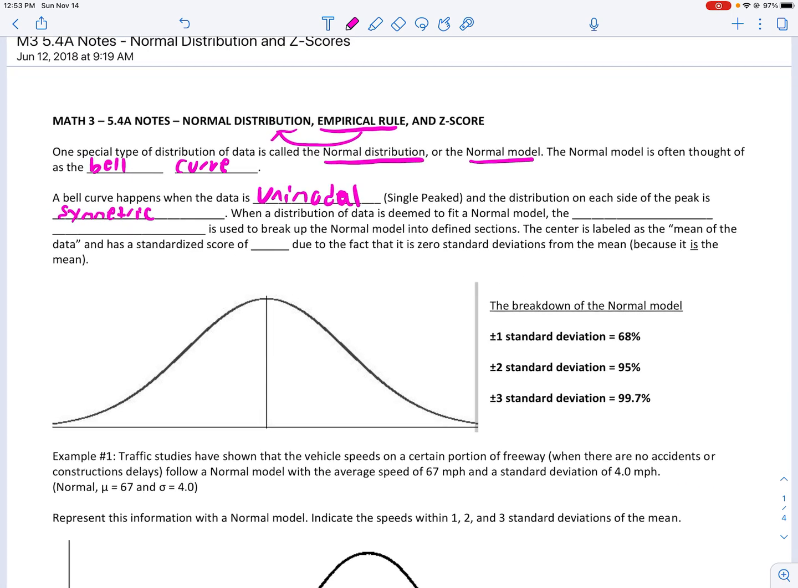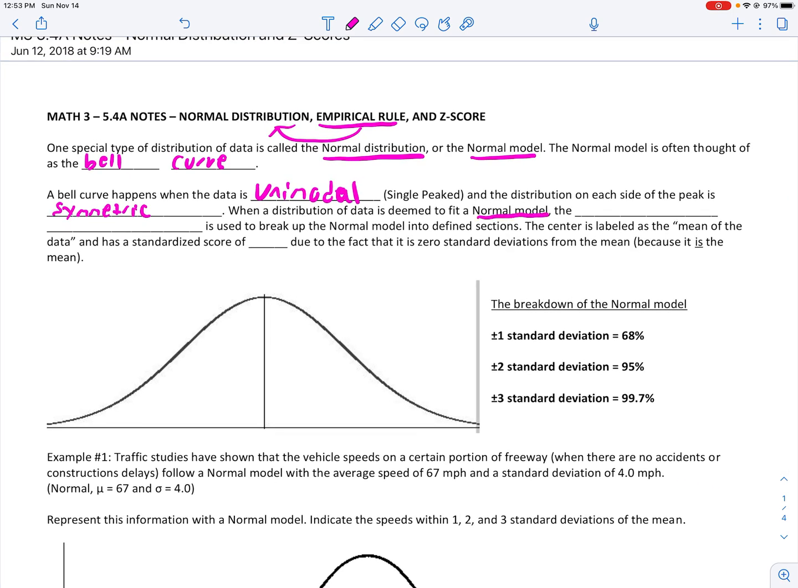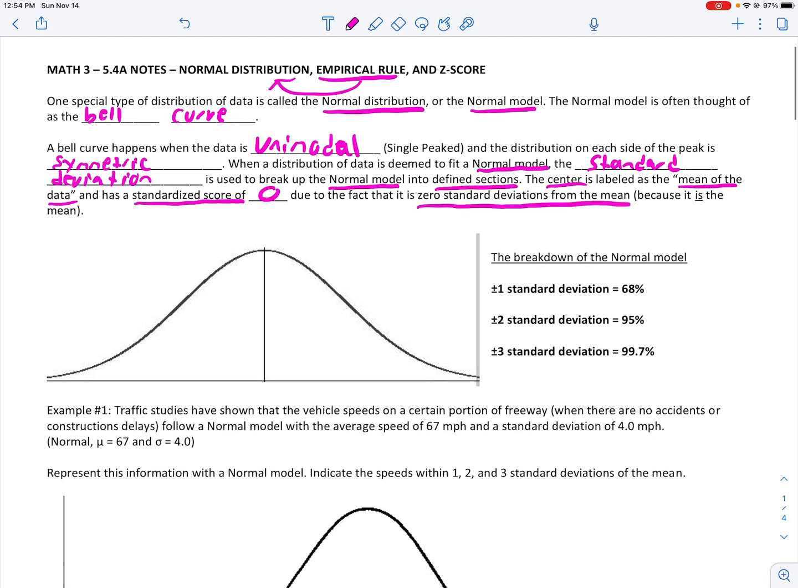When the distribution data is deemed to fit a normal model, the standard deviation is used to break up the normal model into defined sections. The center is labeled as the mean of the data. It has a standardized score of 0 due to the fact that it's 0 standard deviations from the mean. So this would have a standardized score of 0.